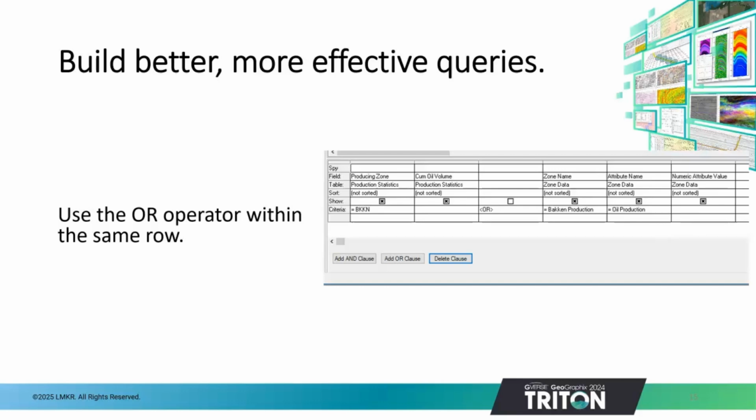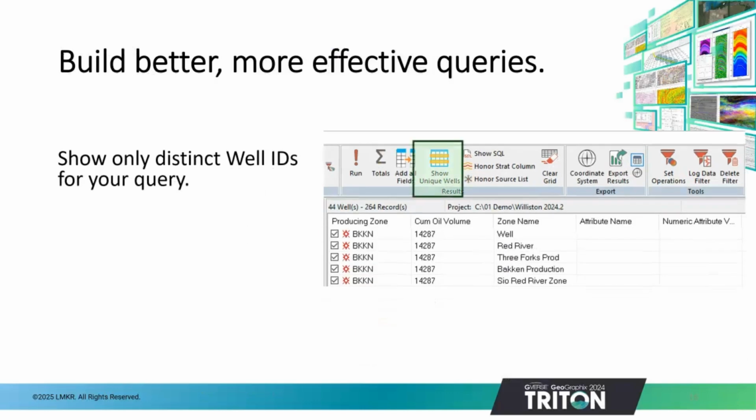And lastly, you now have a new option to return only distinct well IDs. So instead of getting a big list with multiple records for each well, you can get a nice clean list of just the wells that match your query. It makes it a lot easier to export or copy the results straight into other workflows without having to clean anything up.